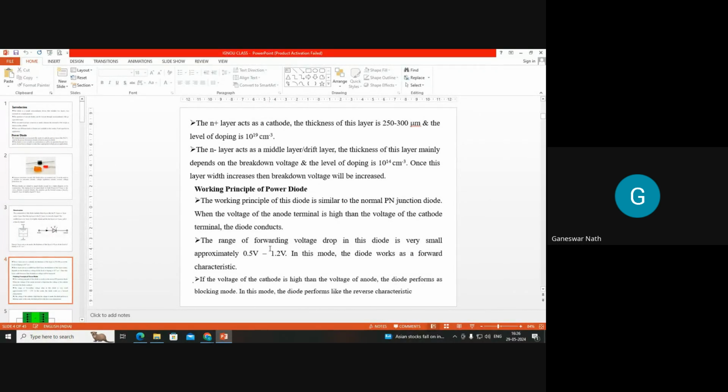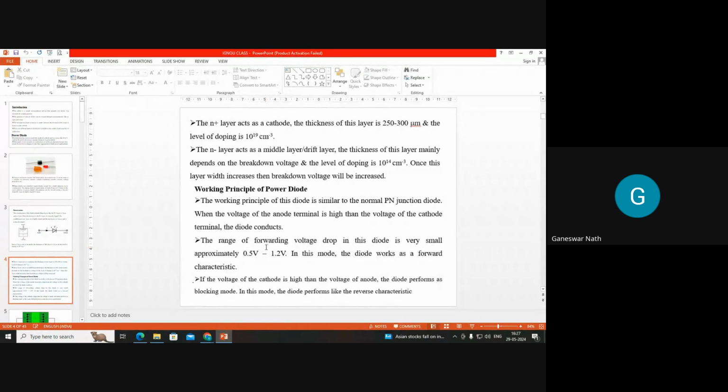the working principle of this diode is similar to that of the normal p-n junction diode. Before going into the details of the working of the p-n junction diode or a power diode, biasing is required. Biasing means we have to add some extra power from the outside, and biasing is basically of two types. One is called forward biasing and the other is called reverse biasing.